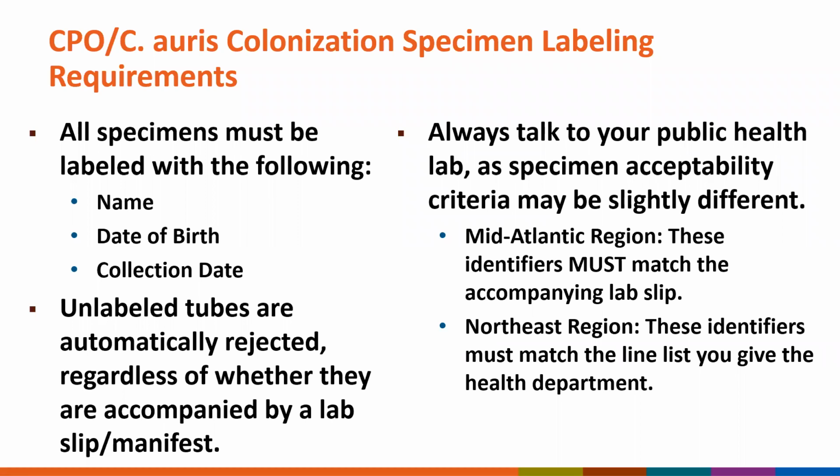So make sure that they are labeled, and always talk to your public health lab about specimen acceptability criteria prior to screening, because they may change over time. But in the Mid-Atlantic region, the identifiers that you put on a tube have to match an accompanying lab slip. In the Northeast region, you'll find that these identifiers have to match the line list that you give to the health department, because they give you a manifest which you ship with the specimens. Next slide, please.